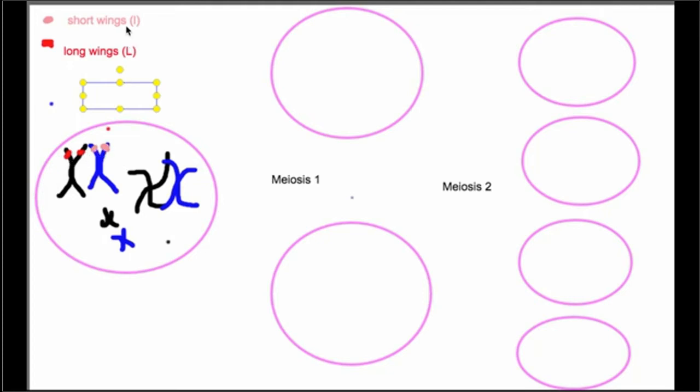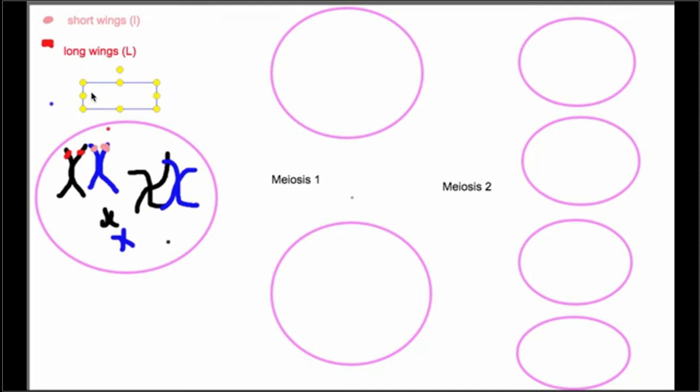And I've written these up here so you can see which is dominant, which is recessive. So we're going to track the short wing gene in pink and the long wing gene in red. And here I've given these letters so you can see which is dominant, which is recessive. So long wings is dominant to short wings, so it's indicated by the capital L.